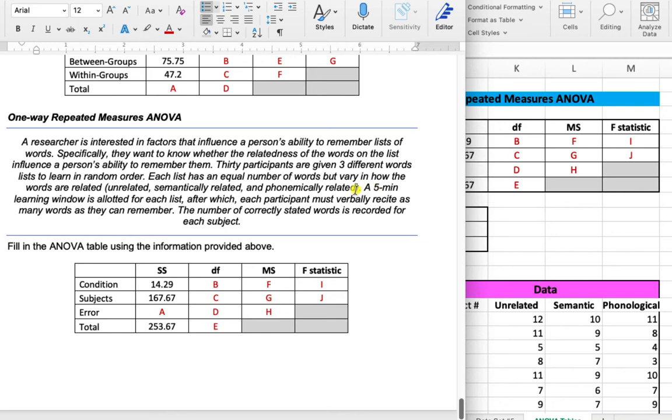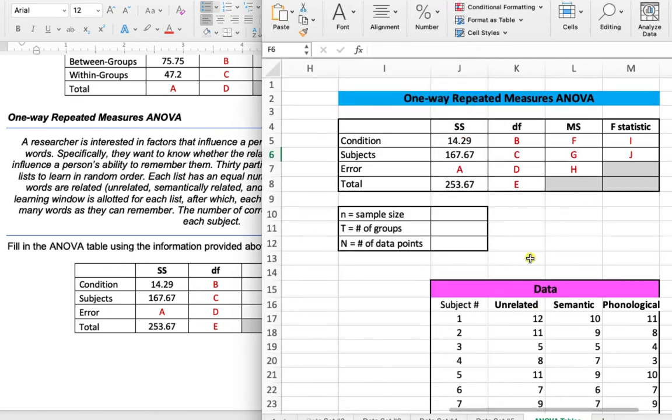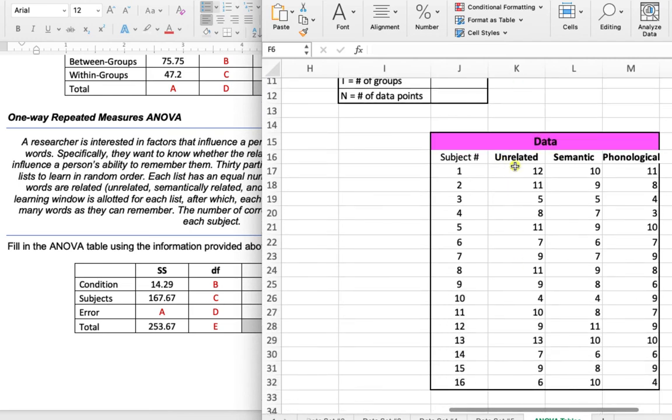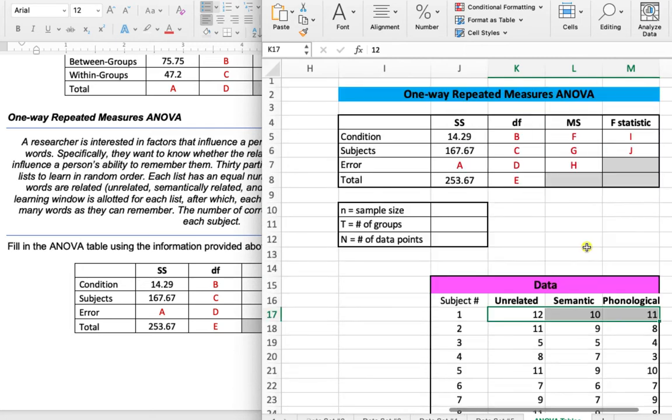A 5-minute learning window is allotted for each list, after which each participant must verbally recite as many words as they can remember. The number of correctly stated words is recorded for each subject. So that's what these data represent, right? How many words they were able to remember. Each subject did 3 word lists, so 3 values per subject.